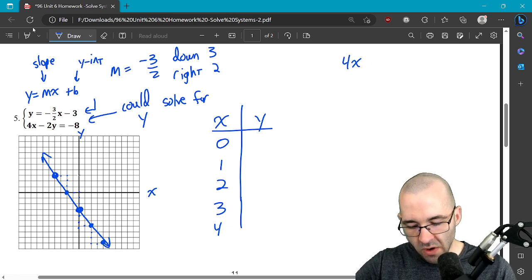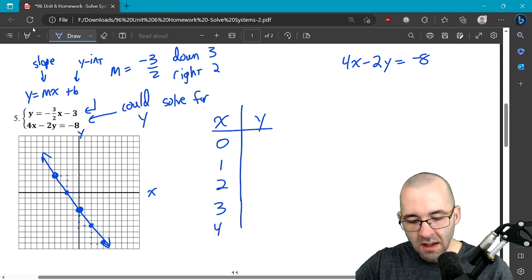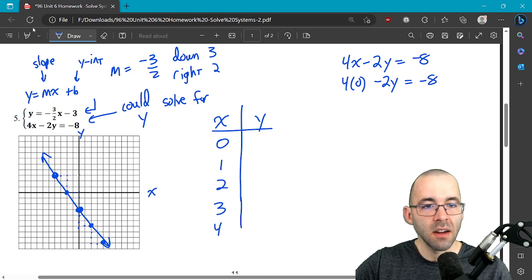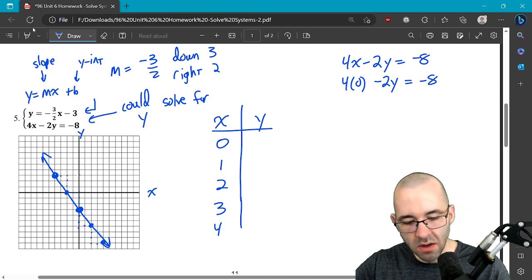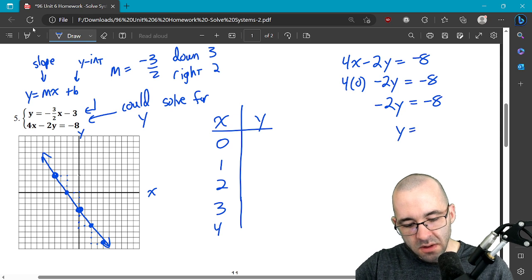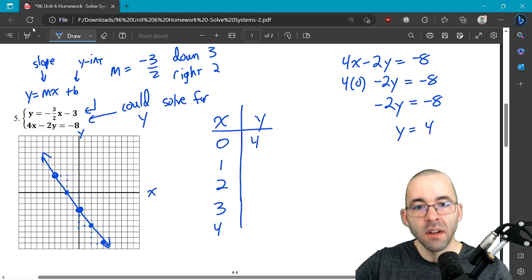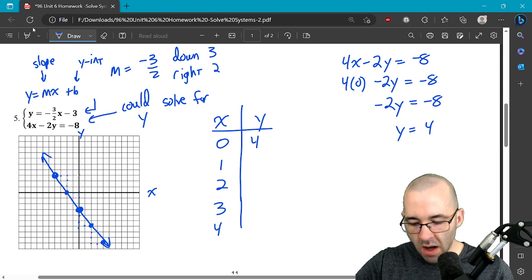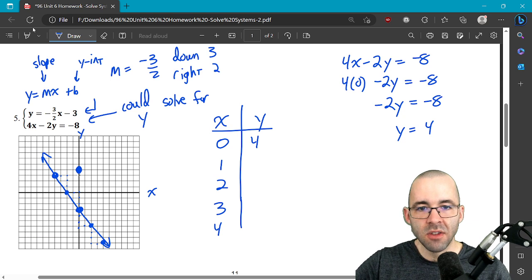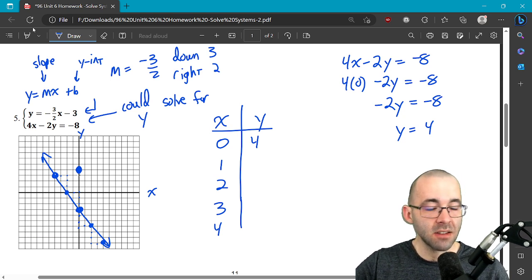For the equation 4x minus 2y equals -8, if x is equal to 0, for example, what does y have to be? Well, if x is equal to 0, we can solve for y. 4 times 0 is 0. That just leaves us with -2y equals -8. Divide both sides by -2 to get y equals +4. So the point 0, 4 is on the graph. That's this point right here. It's on the graph because if x is 0, y has to be 4.